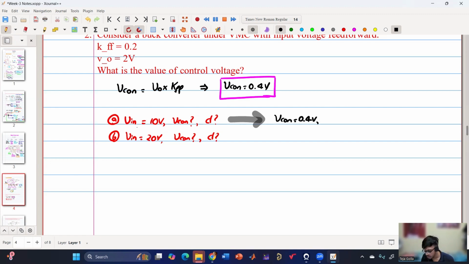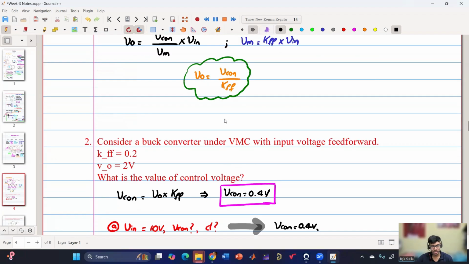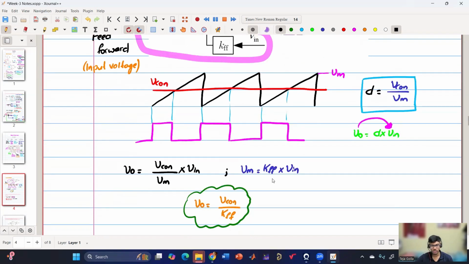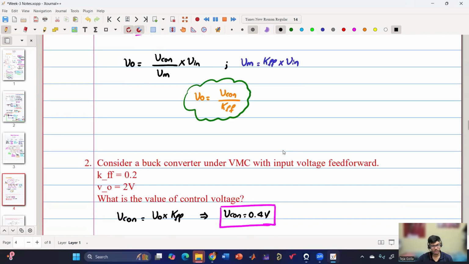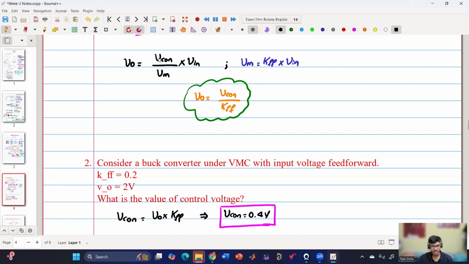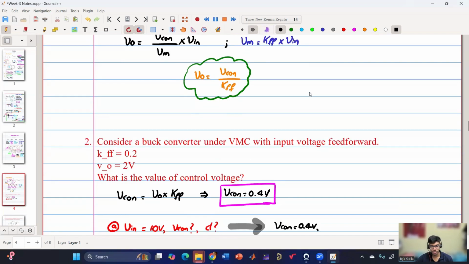So how to calculate duty ratio now? V0 by Vin. So we can either do V0 by Vin, or you can also see D is Vcon by Vm, right? And Vm is KFF into Vin. So you can do any of those things. So if we go by this method and then check whether V0 is as desired, we can calculate D as Vcon by KFF into Vin, right?